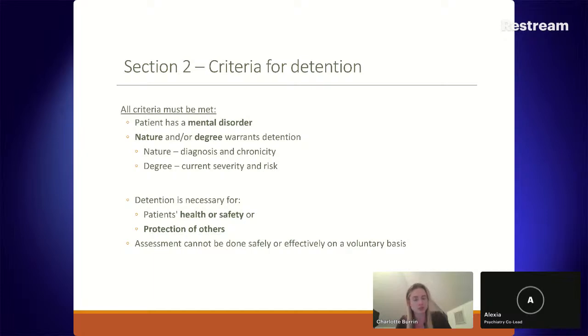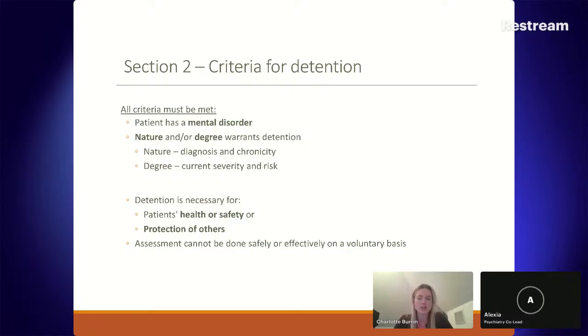So the patient must have a mental disorder, which we've talked about earlier. So that's any broad range of things. The mental disorder must be of a nature and or degree that warrants detention. Now, what we mean by that, so the nature of the disorder talks about the diagnosis itself, if they have one, and the chronicity. So, for example, you might talk about the nature of schizophrenia being a relapsing, remitting illness that's a long-term condition. Perhaps you might comment on the fact that the patient tends to relapse when they stop taking their medication, and that might play into the nature argument.